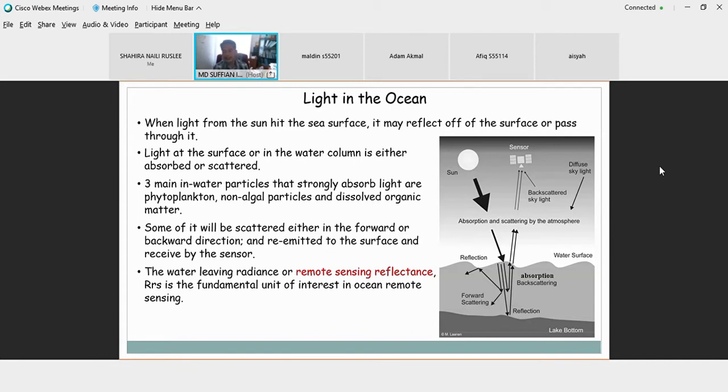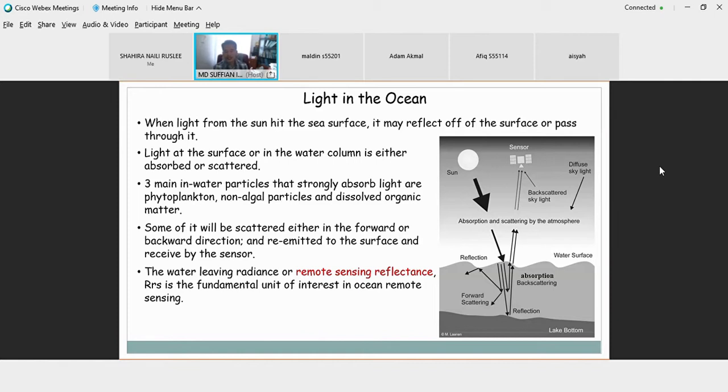There are other particles, but the main particles are phytoplankton, NAP (non-algal particles, also called non-pigmented particles or inorganic particles), and number 3, organic or dissolved organic particles. These particles control the distribution of light in the water column, and some of it will be scattered either in the forward or backward direction.